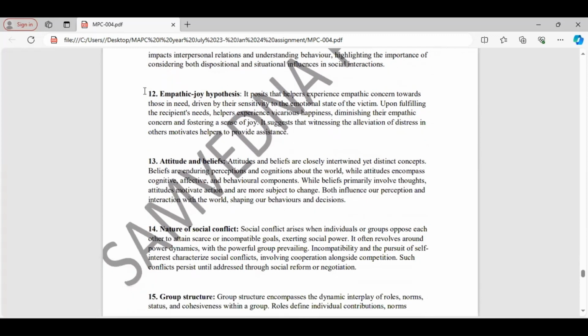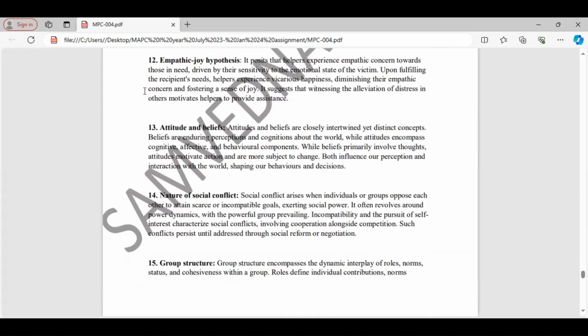Question 12, empathetic-joy hypothesis. This postulates that the helpers experience empathetic concern towards the person who needs the help. And after helping, the helper experiences happiness, joy and all. So that you have to mention here. Question 13, attitude and beliefs. Here you have to tell what is attitude and what are beliefs.